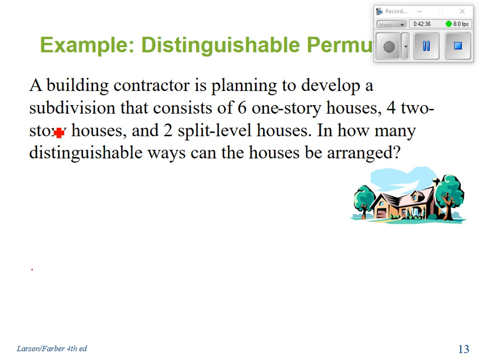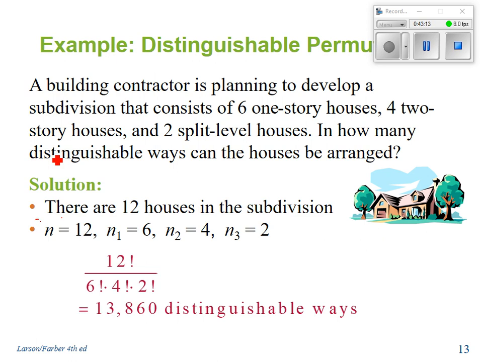So on this, if we want all the distinguishable ways, just because we put a 1-story here and then we put some different 1-story here, that's the same thing. So to do that, how many total houses do we have here? 12. 12 houses, so it'd be 12 factorial over 6 factorial times 4 factorial times 2 factorial. And if you wanted to do all that, hoping I have the answer here, of course not. Yes. 13,860.